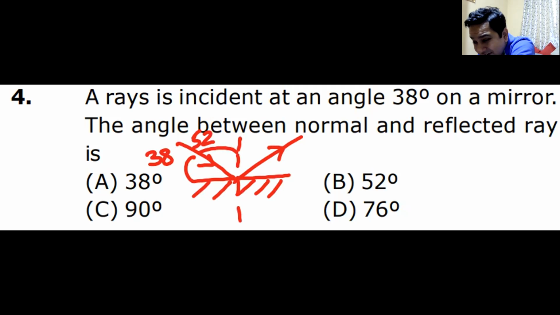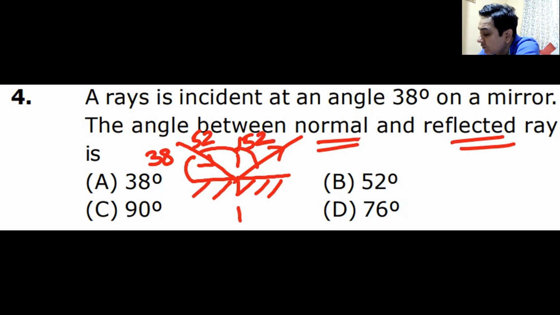Angle of incidence and angle of reflection is same. He's asking about normal and reflected ray. He's asking about this angle. This angle would be 52. Do we understand this?